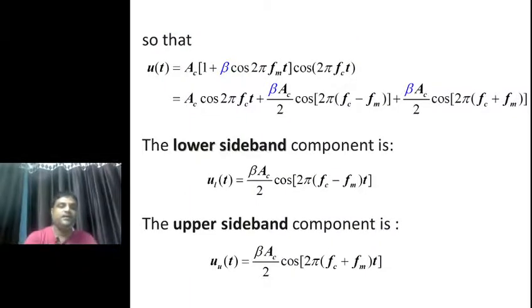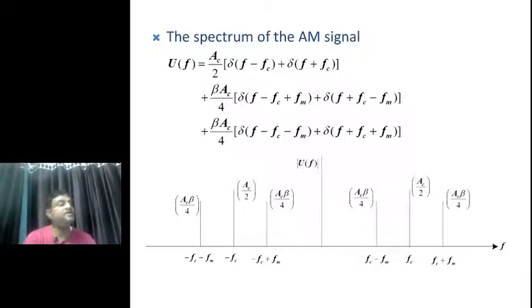Similarly, if you see the amplitude, see here in the lower side and upper side terms, the term is beta Ac by 2. It means all the sidebands are divided by half. That's why at fc the amplitude is Ac by 2. But in the case of fc plus fm and fc minus fm, the amplitude is Ac beta by 4. In the previous slides, we already saw how we got Ac beta. So that is basically the spectrum.